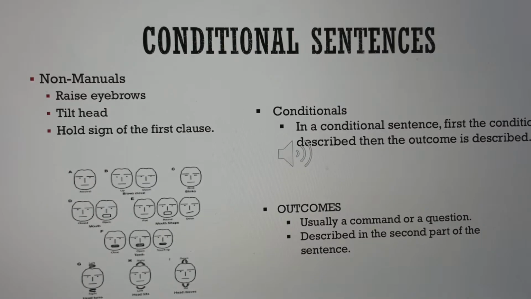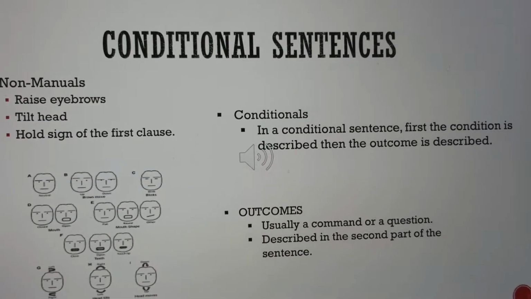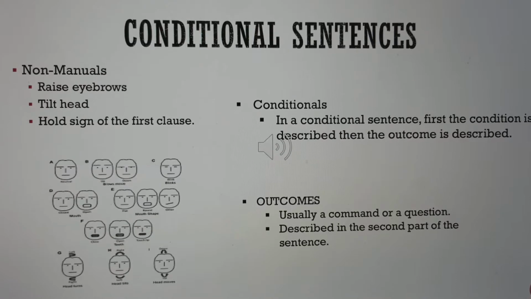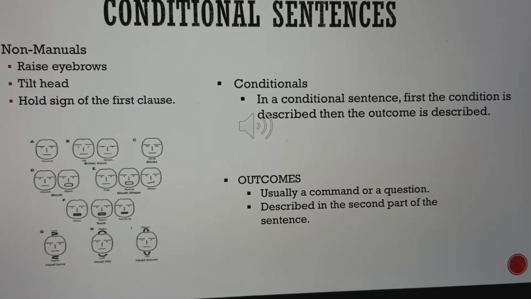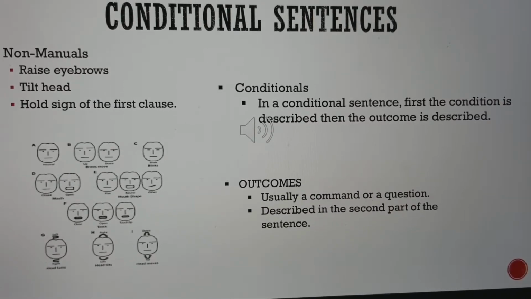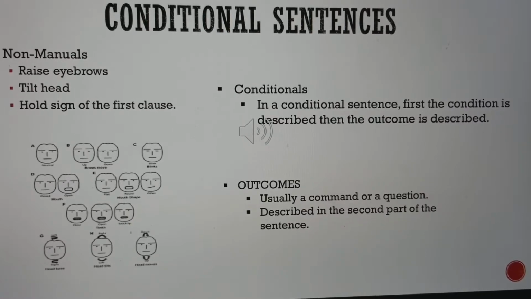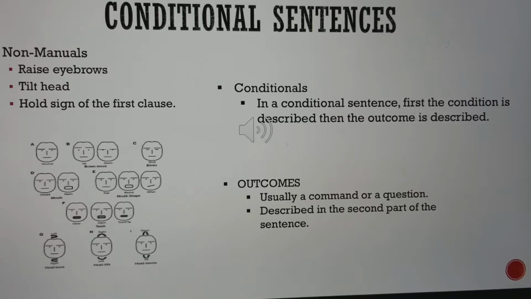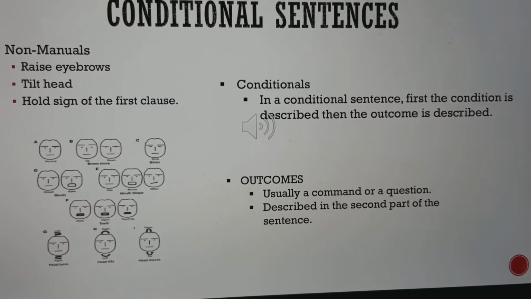The third sentence structure to be discussed is conditional sentences. Like the topic comment, conditional sentences are stated in 2 parts. Typically, the conditional sentences must have the condition first. The comment will always be about the referent and the condition. And generally, conditional sentences are futuristic. Important to note here are the non-manuals: raising of the eyebrows, tilting the head, and holding the sign of the future clause.